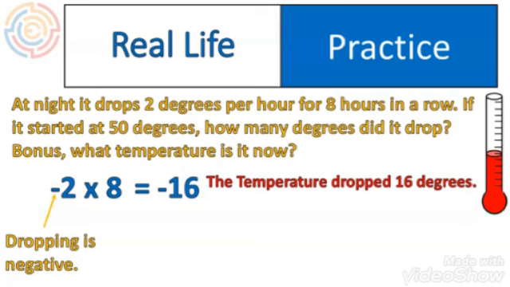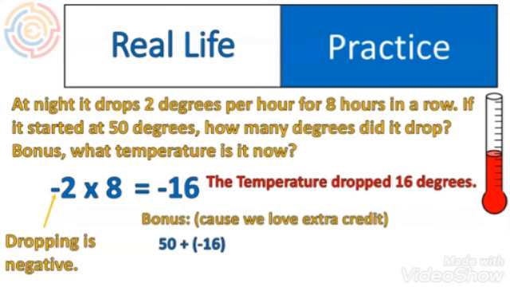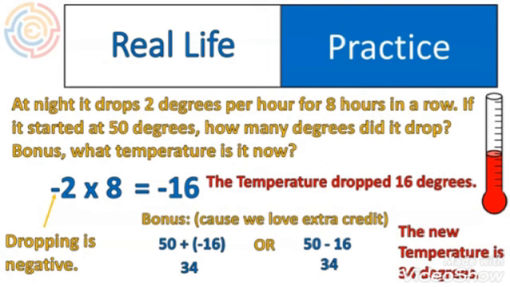Now, to answer the bonus question, because we love our extra credit, we're definitely going to need to know that it started at 50 degrees. So this is the way I would set that one up. I would say 50 degrees plus -16. Now, if you want to do it a little bit easier, you could also say 50 minus 16, or you could start at the first one and convert it over to the other one. You're starting at 50 degrees and you're losing 16 degrees, or dropping 16 degrees. Either way, your answer is going to be that your final temperature is 34 degrees.